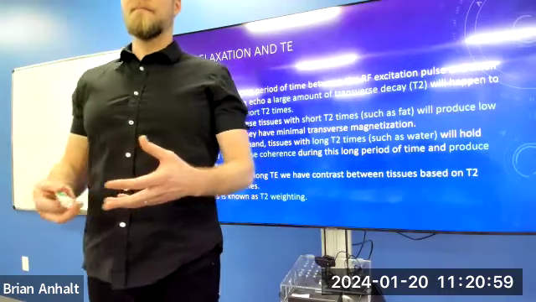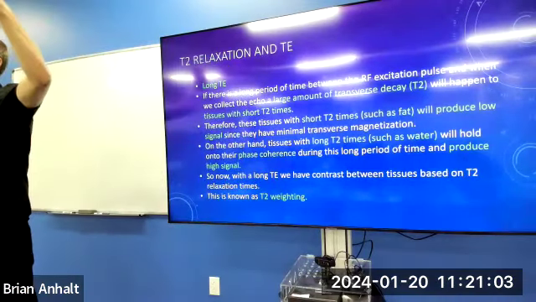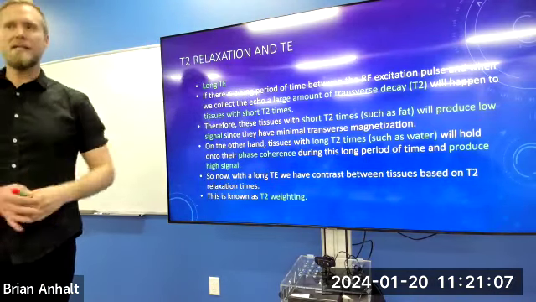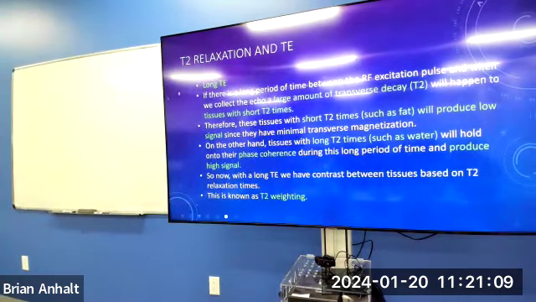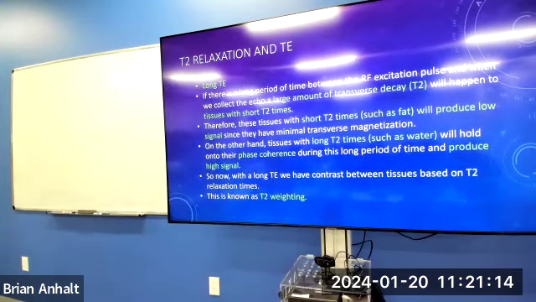So we know to get T1 weighting, we need a short TR. To get T2 weighting, we need a long TE, right? If I want to eliminate T1 information, I have a long TR. So how do you think I eliminate T2 information? There we go, short TE.